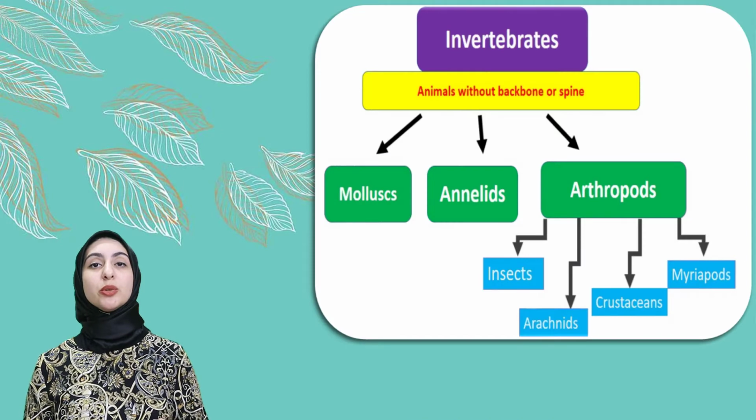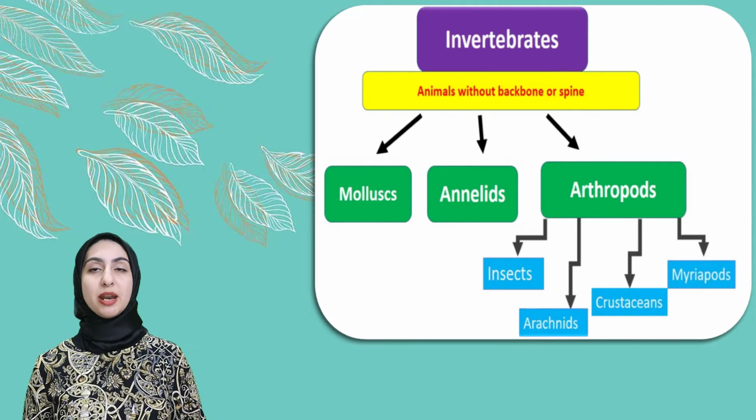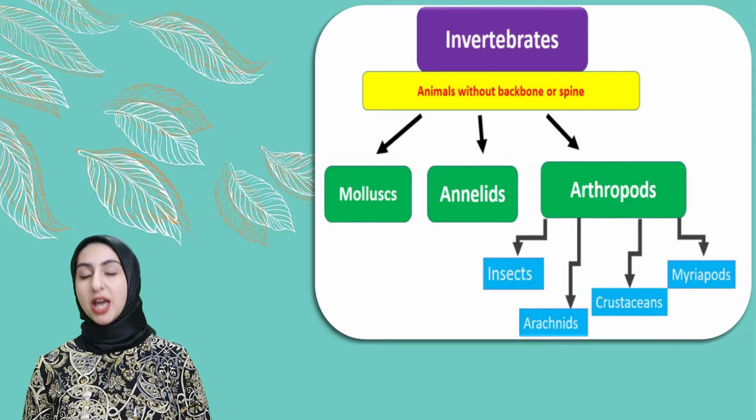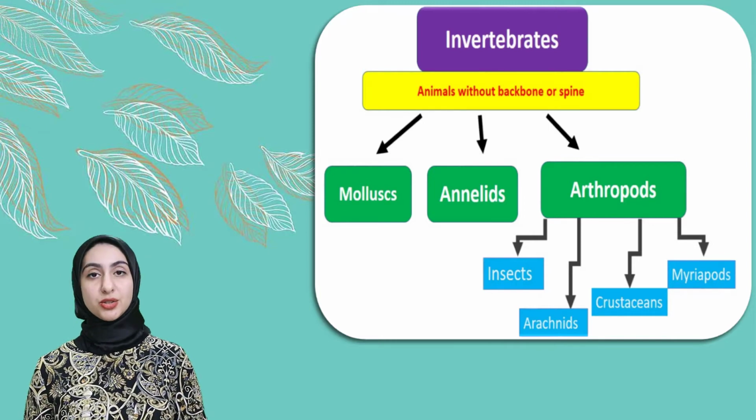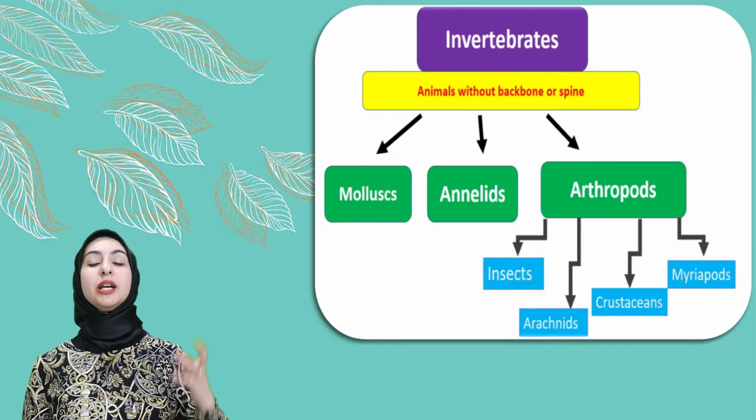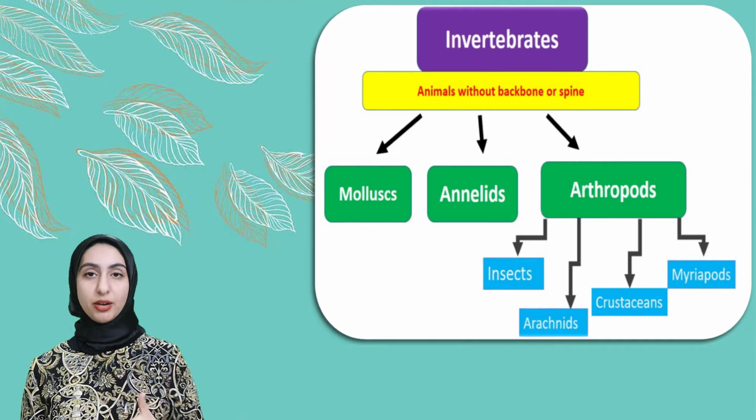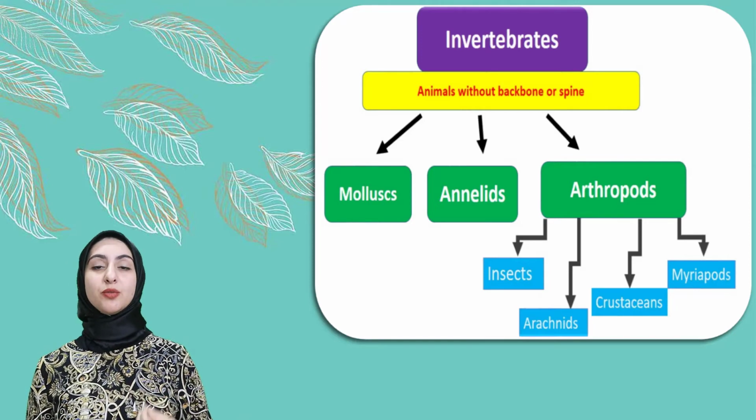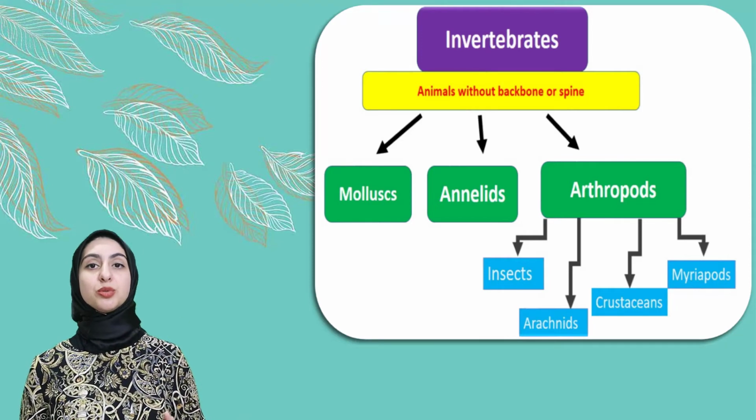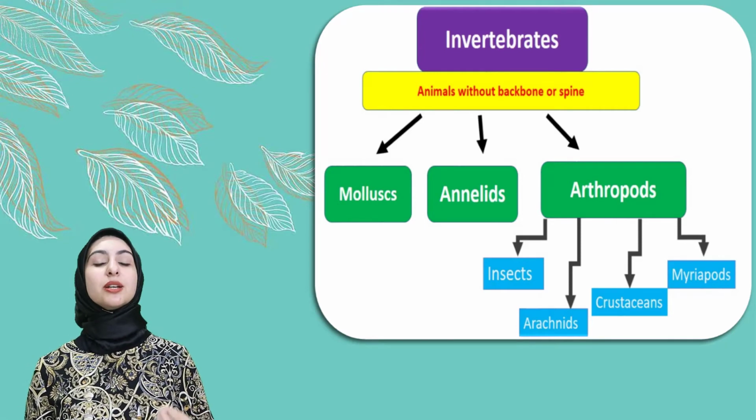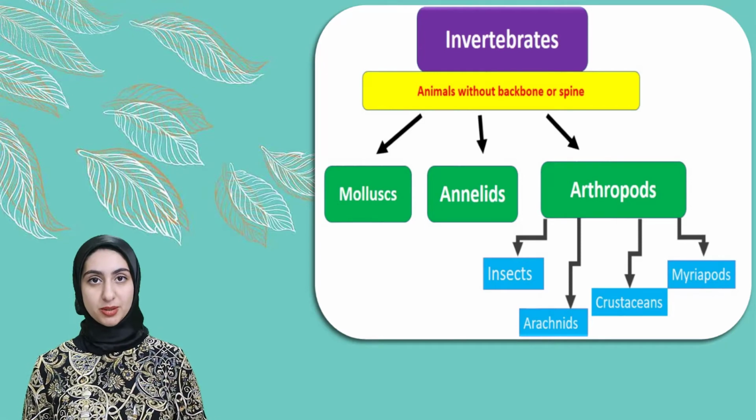In the previous topic, we talked about the invertebrates, which are animals without backbone or spine. And we said it is classified into three groups, which are mollusks, annelids, and arthropods. The arthropods is divided into four groups, which are insects, arachnids, crustaceans, and myriapods.